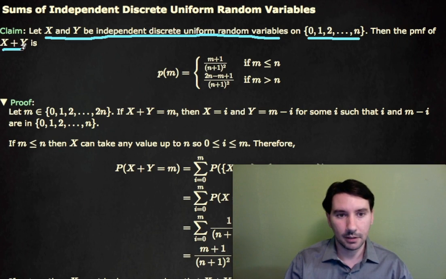The PMF of X plus Y is p of m equals (m plus 1) over (n plus 1) squared if m is less than or equal to n, and (2n minus m plus 1) over (n plus 1) squared if m is bigger than n.